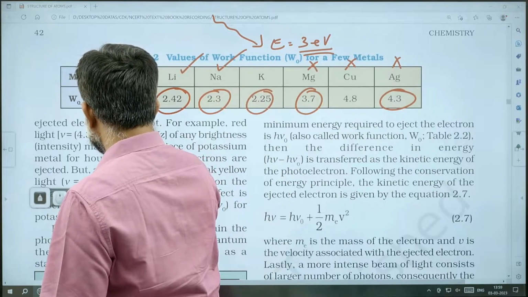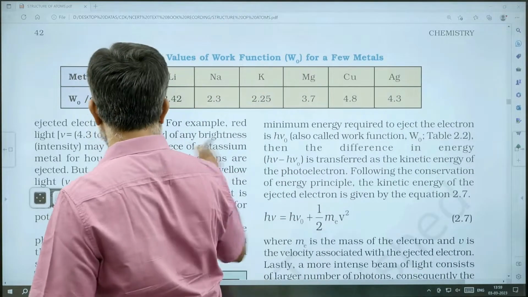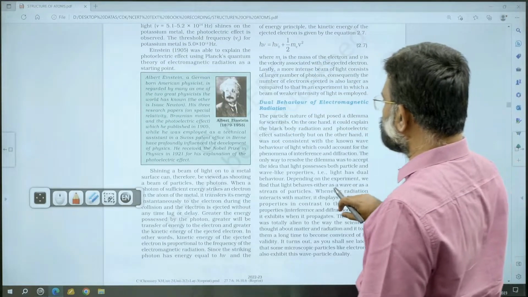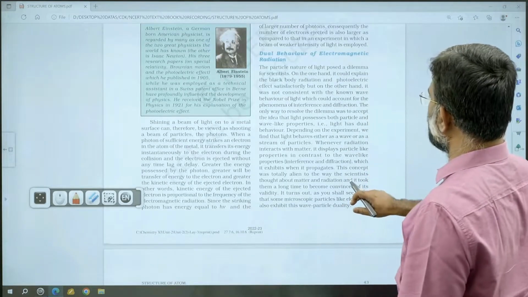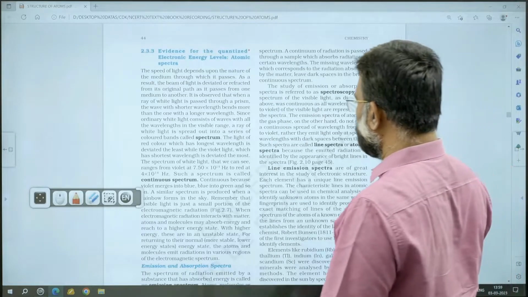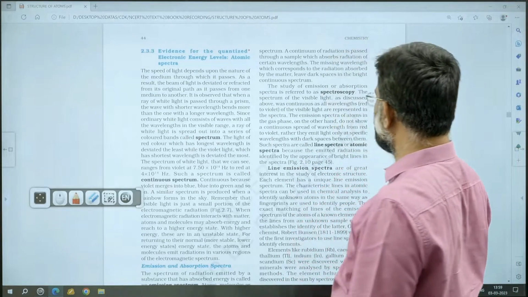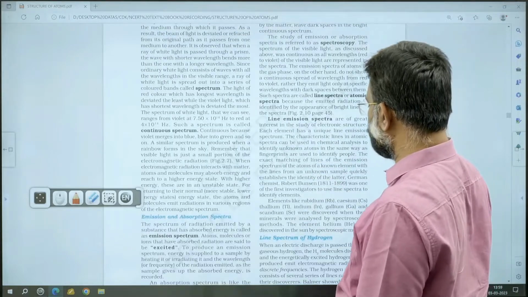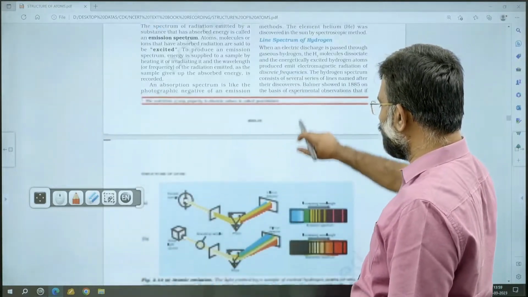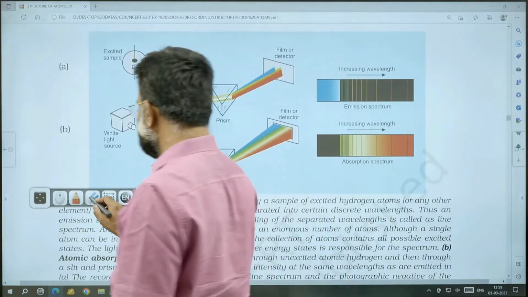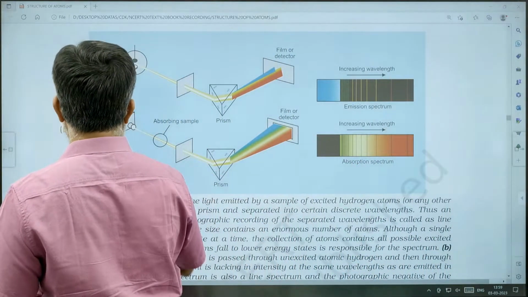That is about the importance of photoelectric effect. Then our talk is on the dual behavior of electromagnetic radiation, particularly atomic spectra. We are going to discuss spectrum, atomic spectra. What is meant by atomic spectra? We can easily understand it from this diagram.